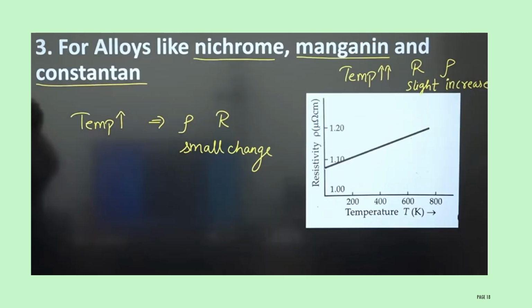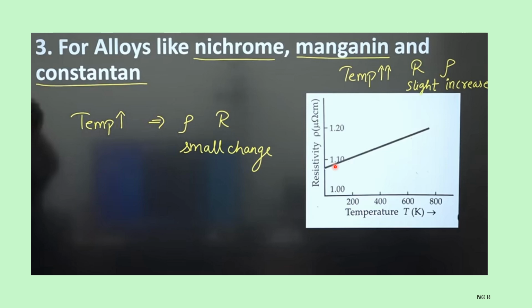Now let us discuss the effect of temperature for alloys like nichrome, manganese and constantan. What is meant by alloy? An alloy you get by combining metals and metals, or metals and non-metals. In simple words, alloy is nothing but a combination of metal and metal, or metal and non-metal. In the case of alloys, as the temperature increases, resistance and resistivity slightly increase.